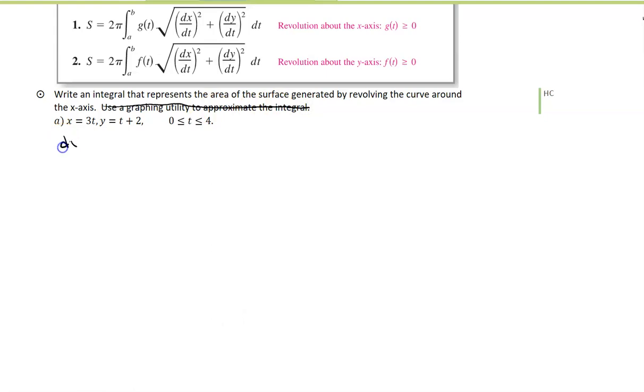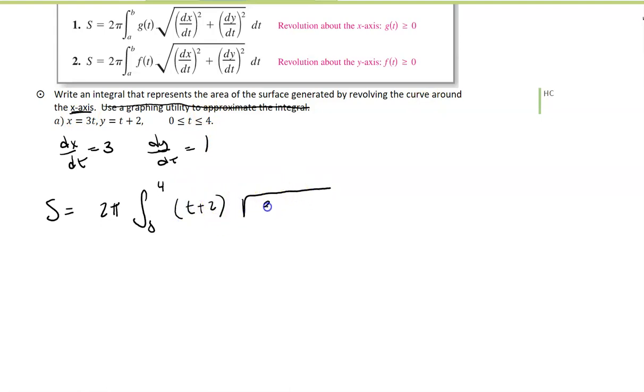So I'm going to find dx over dt, which is 3. dy over dt, in this case, happens to be 1. And s is going to be 2 pi times the integral from 0 to 4 of g of t, because we're revolving around the x-axis, so we'll put t plus 2, times the square root of 3 squared plus 1 squared dt.